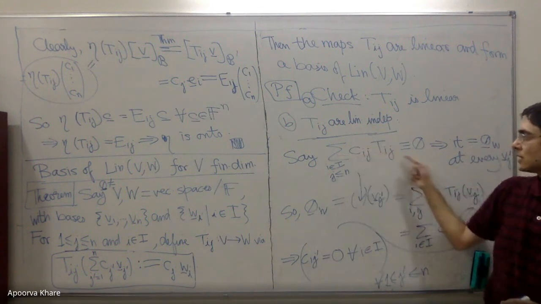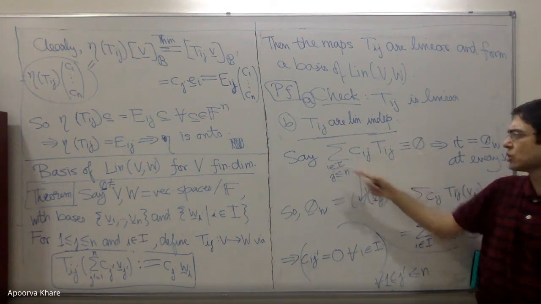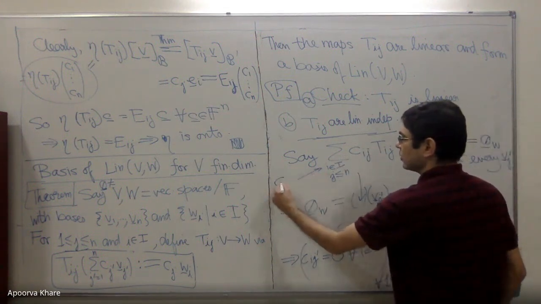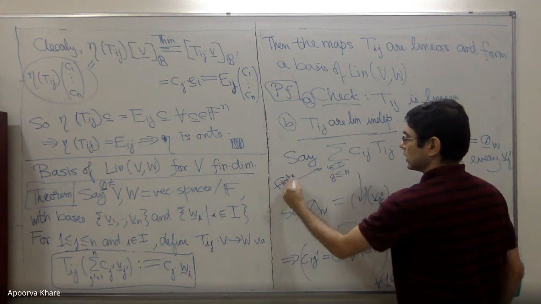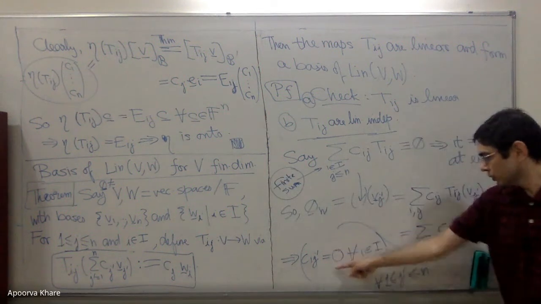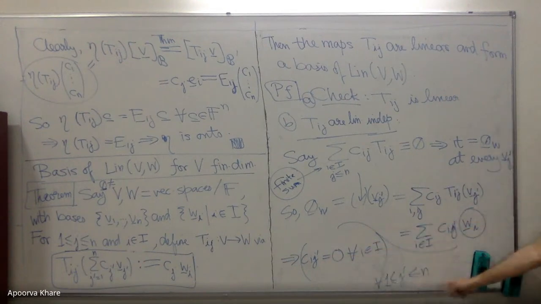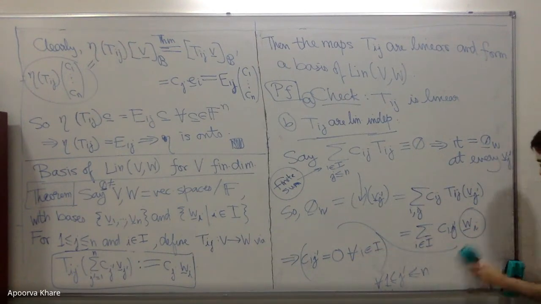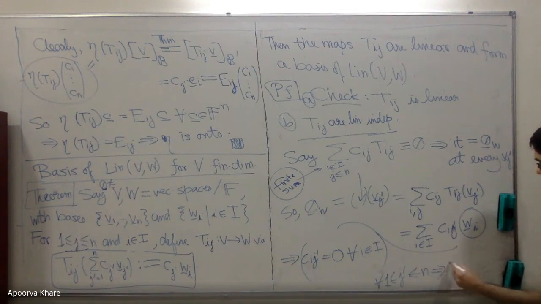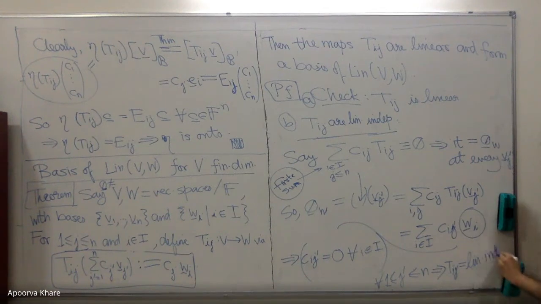If we know that a linear combination is 0, of course this is a finite sum. Again, let me remind you of this. Then we prove that every Cij prime is 0 for all i, and this happens for every j prime, therefore the whole thing is 0. So indeed this is linearly independent. So the Tij are linearly independent.